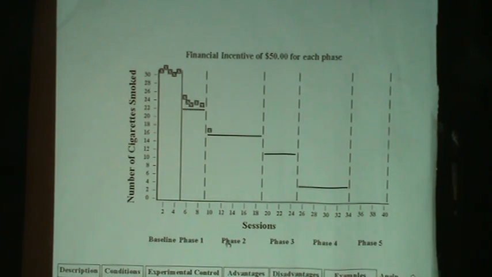And here it does, here it does, here it does, here it does, and here it does. So we can say with a high degree of probability that it is probably the independent variable, the financial incentive of $50 for each phase, for completing each phase, caused the change in the dependent variable, the amount of cigarette smoke. We've established very good experimental control. This has very good internal validity.